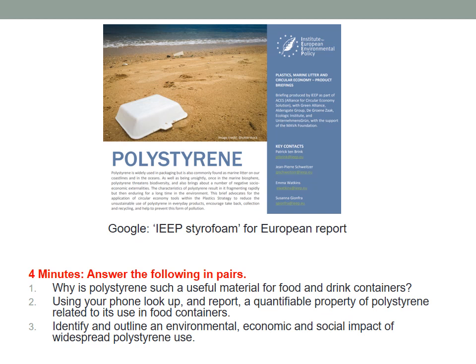So using your phone to look up and report a quantifiable property of polystyrene related to its use in food containers. I've kind of given you a hint there in the first one. You should be looking for any quantifiable factor related to its insulation. So you can look up conductivity or thermal conductivity very easily, or typical insulation factors, or you could even look up something like density if you wished.